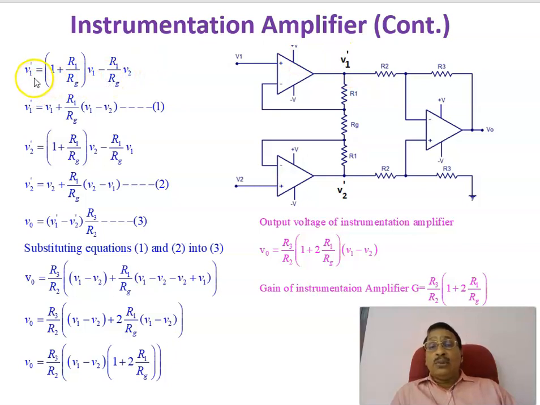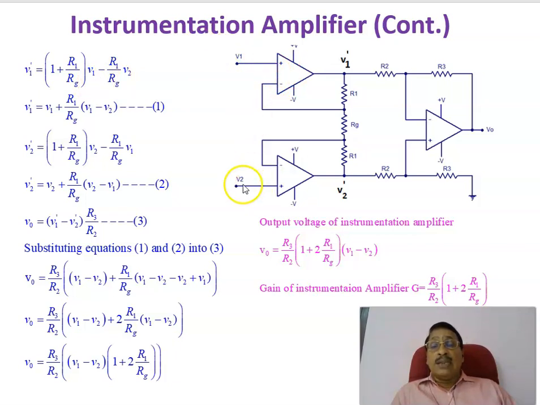V1 dash is equal to, first we are assuming that V1 is present and V2 is grounded. Since this is grounded, this is at ground potential because of virtual ground. So you are applying the input to the non-inverting terminal, and this is grounded, so it is a non-inverting amplifier. Therefore the gain is given by 1 plus R1 by RG, into V1. That is the output when V1 is present.